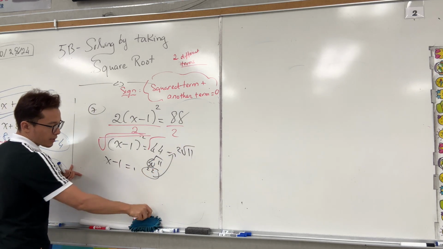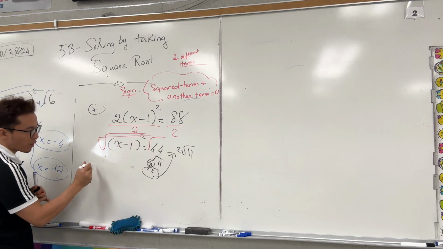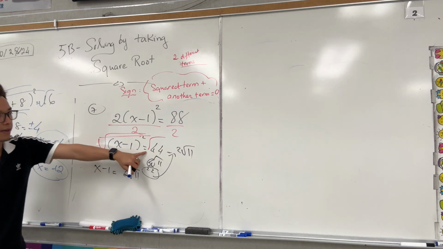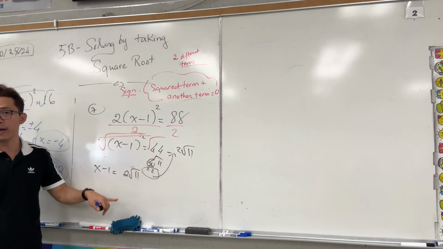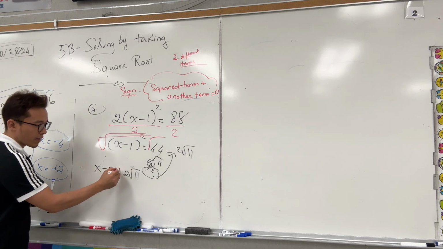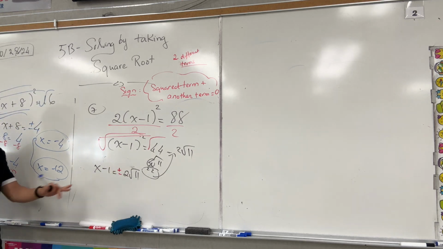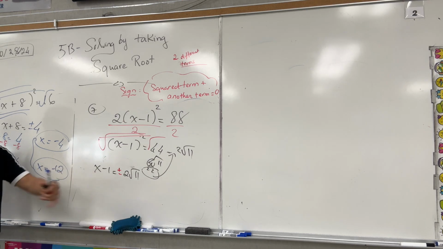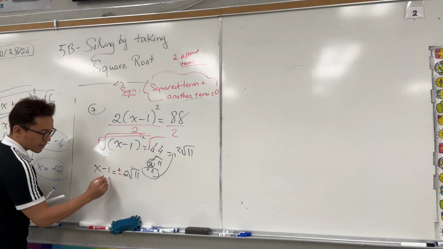So the answer for the square root of 44 is going to be x minus 1 equal to 2 square root of 11. But here, every time you take the square root, you need to have plus minus. Don't forget that. That's step 3. Okay? What are you going to do? The answer always needs to be only the x. How can I get rid of the negative 1? Plus 1. You add 1. This is answer 1.